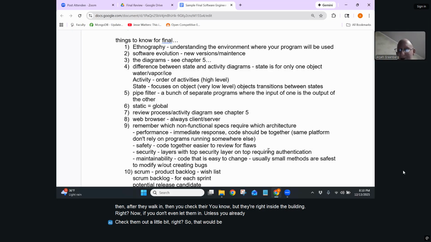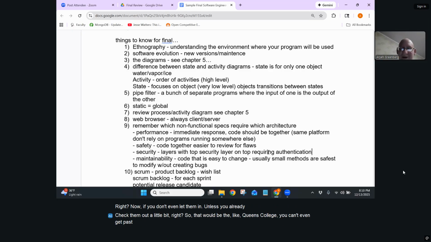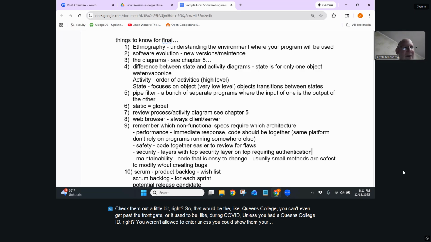So that would be like Queens College. You can't even get past the front gate unless, or it used to be like that during COVID, unless you had a Queens College ID. You weren't allowed to enter unless you could show them your ID, for a short while. I remember they had that. So you can't even get in until you show your Queens College ID. Then what building you could get into, what office, that's something else. That would be authorization. Or maybe there would be further authentication.